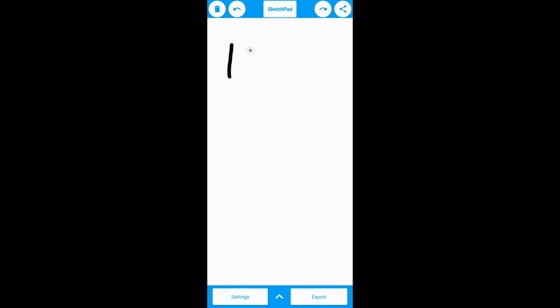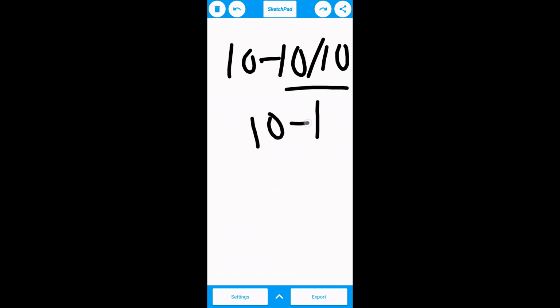And finally 10. 10, 10, 10. 10 divided by 10, and 10 minus 10. 10 divided by 10 gives you 1. 10 minus 1 gives you 9. 9 square rooted gives you 3. 3 factorial gives you 6.